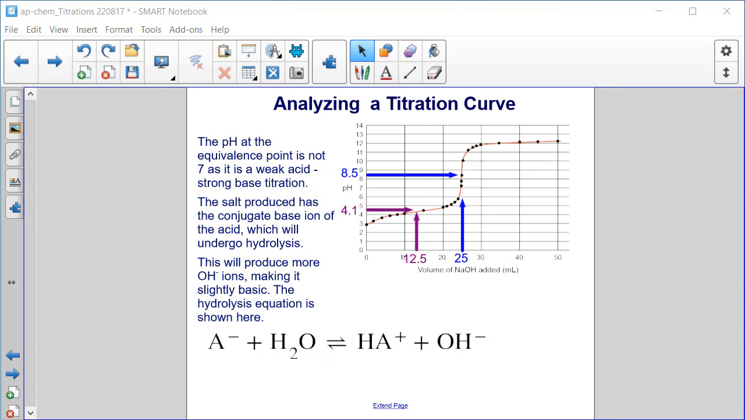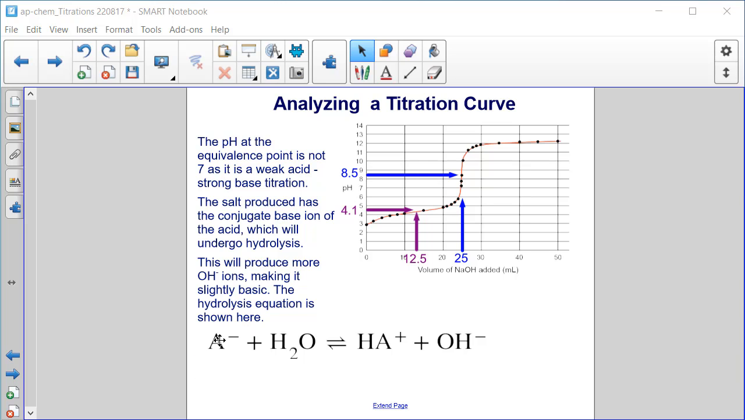The pH at the equivalence point is not 7. As it's a weak acid, strong base titration, the pH is slightly above 7. So the salt that's produced has the conjugate base ion of the acid, which will undergo hydrolysis and produce more hydroxide ions, making the solution slightly basic at the equivalence point, which is why we get that pH slightly above 7.